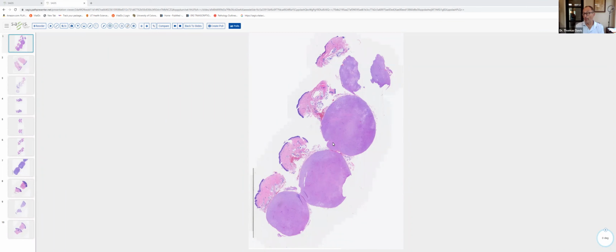For those of you who will be able to view the deck ahead of time, we have a nice mixture, I think, of inflammatory and neoplastic conditions. Didn't want to leave out cysts or deposits either.